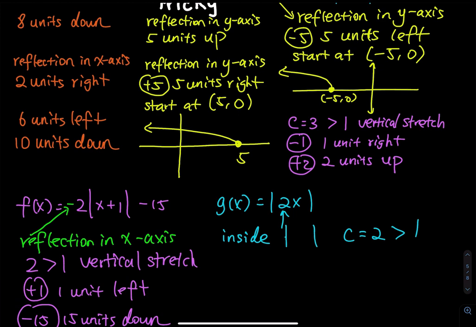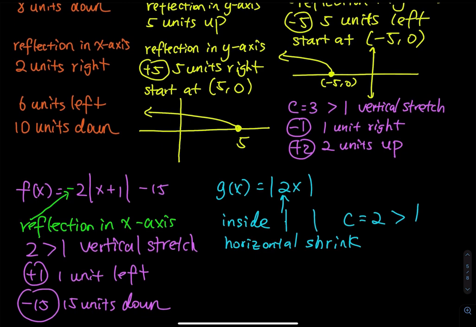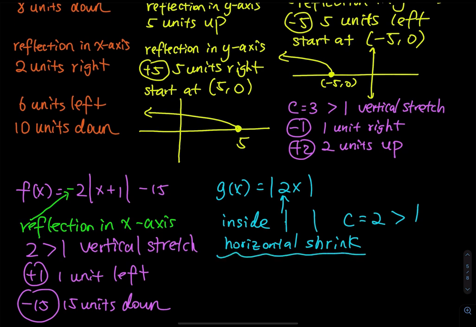horizontal shrink. That's all you have to say. So here is what I mentioned in the previous video: horizontal, vertical, stretch, and shrink is pretty confusing. I don't really like these words. If you put a 2 right next to x, you will just make the V very steep. If you change that to a 1/12, it becomes a wide open V.